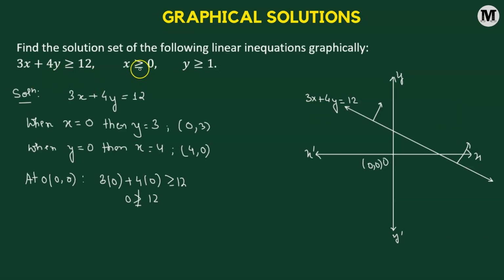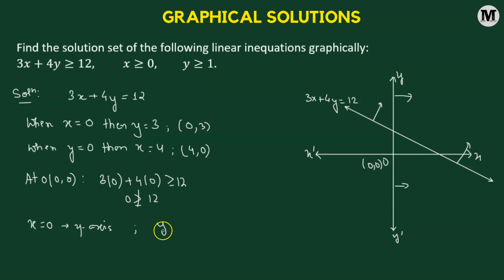Coming to the second one, here we have x greater than or equal to 0. If we consider the line x equals 0, this is simply the y-axis. So we have a line coinciding with the y-axis, and we have to consider all the values of x which are greater than 0. In other words, we can only consider the solution that belongs to the region to the right of the y-axis.